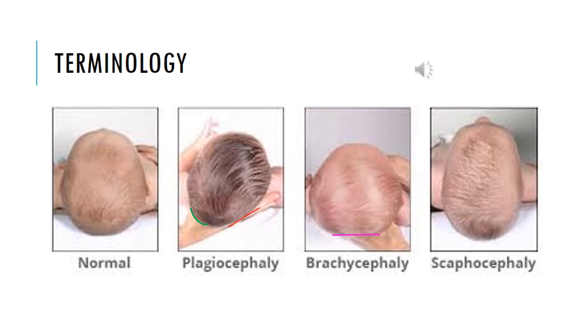Continuing to slide over to the right of these pictures, you have the child who has more of that central occipital flattening, so not really on one side more than the other, and that's due to prolonged positioning in supine. That's termed brachiocephaly, and you can see that listed there with that hot pink line showing that flattening going straight across the back of the skull.